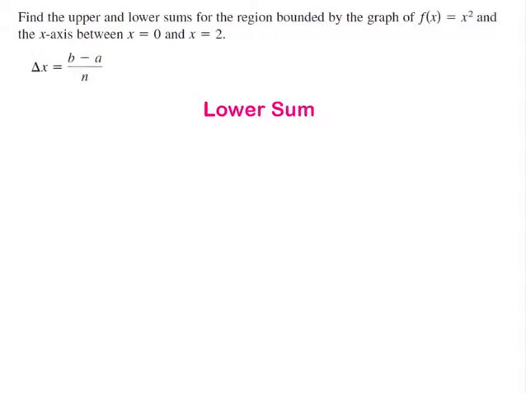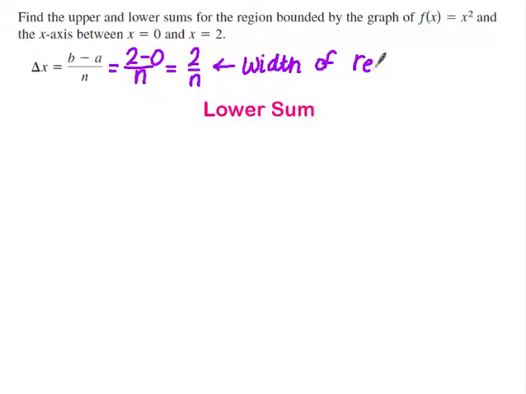Okay, now notice what it says here, delta x equals b minus a over n. B in this case is 2, because that's what x equals, and x equals 0 is a. So in this case, b minus a is 2 minus 0. So it's going to basically be your endpoints. So 2 minus 0 divided by n. So that gives me 2 over n. And this is the width of the rectangle, or rectangles.